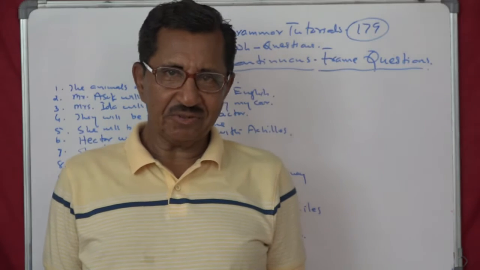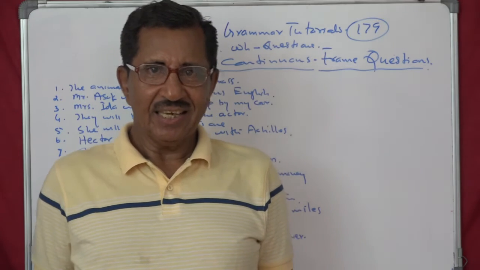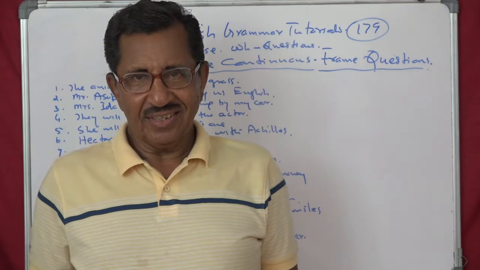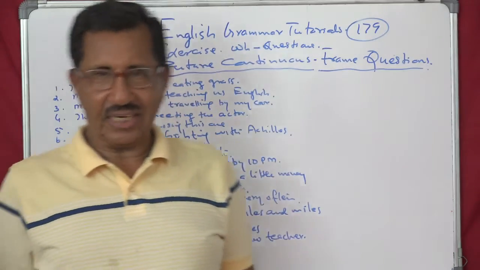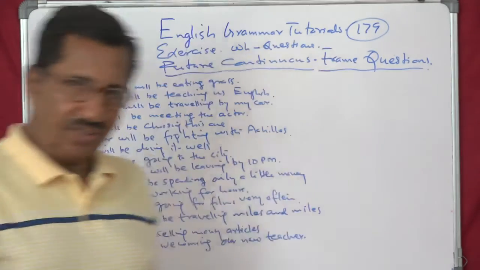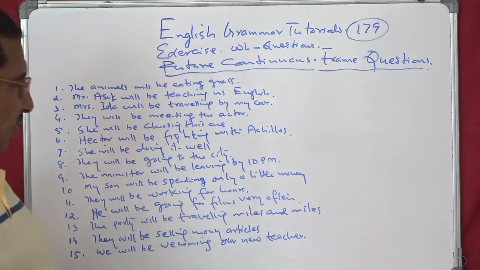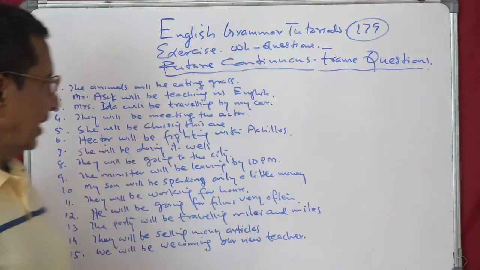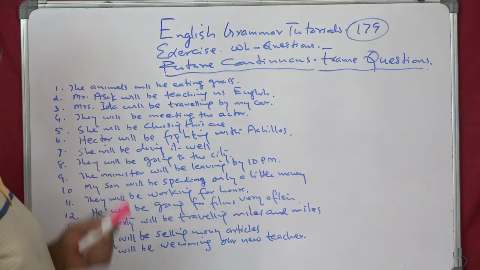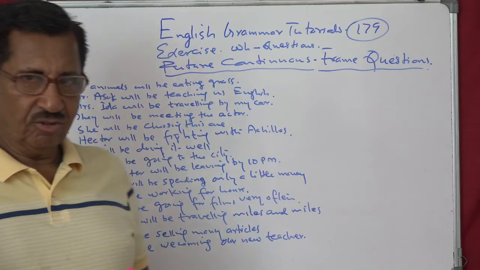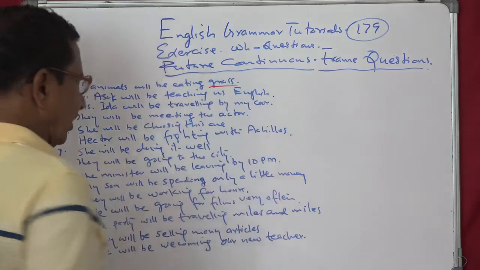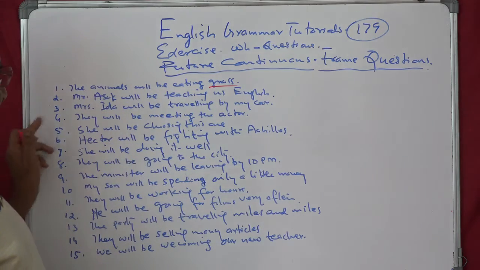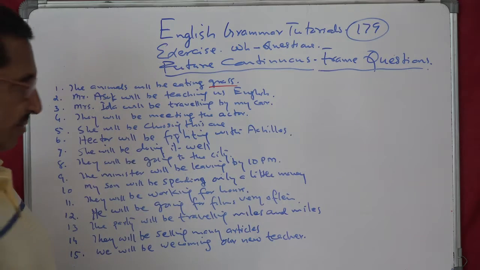I promised that today we will have an exercise based on WH questions in future continuous tense. Okay, so let's begin. You have got 14 WH words and the sentence: the animals will be eating grass. You want to get the answer grass. So what will you do? What will the animals be eating?